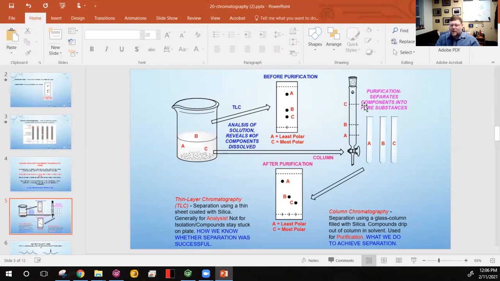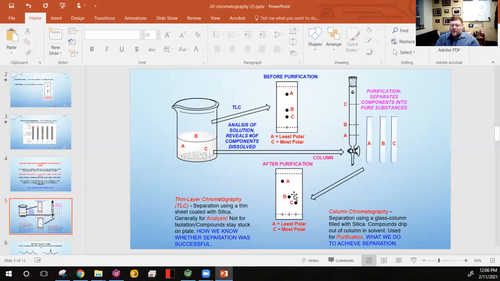And again, C is going to move more. C on the TLC is at the bottom because it moves slower. Remember, in the TLC, the solvent's moving up. In the column, the solvent's moving down. So the column is just going to be an upside down TLC plate, basically. So C is going to hang out up here at the top. B will move in the middle. And then A, being least polar, will move fastest. And you'll collect them in test tubes.